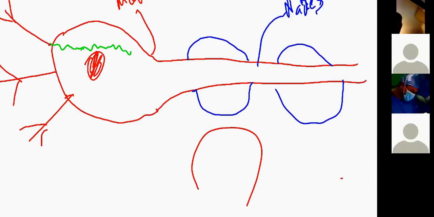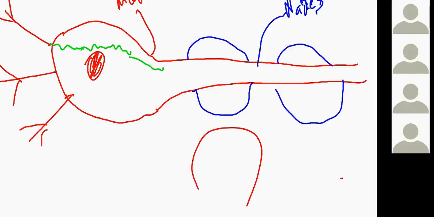Once it reaches the mound, it then reaches an all or nothing threshold. If it passes that threshold, it will continue to conduct down. So we'll drop this diagram for now and come back to action potentials. We talked about thresholds. You need to then, at this point, draw an action potential graph.